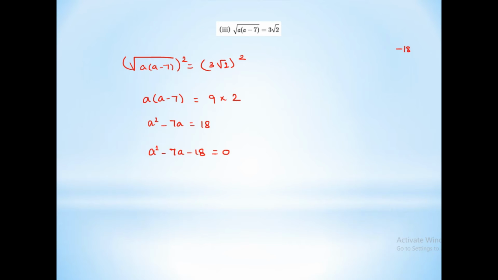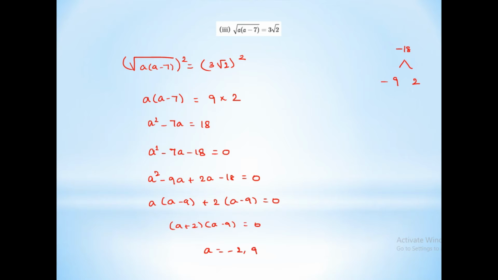Next sum, root of a into a minus 7 equal to 3 root 2. So there is a root on this side, so to cancel it, we square both sides. Then it becomes a into a minus 7 equal to 3 square 9, root 2 square 2. So a square minus 7a equal to 18. A square minus 7a minus 18 equal to 0. Now multiply, minus 18, add, minus 7. So minus 9 plus 2. So a square minus 9a plus 2a minus 18 equal to 0. In the first term take a common, a minus 9, plus here 2 common, again a minus 9. So a plus 2 into a minus 9 equal to 0. A equal to minus 2, comma 9.